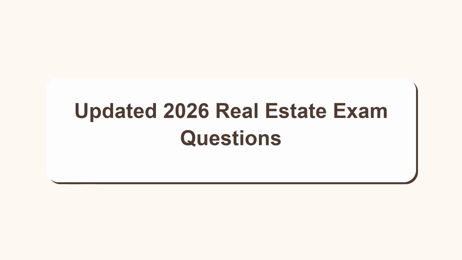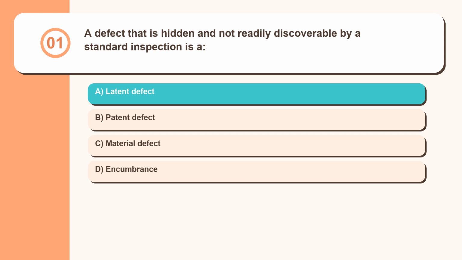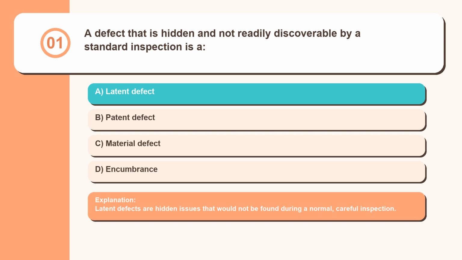Updated 2026 Real Estate Exam Questions. Question 1. A defect that is hidden and not readily discoverable by a standard inspection is a latent defect, patent defect, material defect, encumbrance. Latent defects are hidden issues that would not be found during a normal, careful inspection.